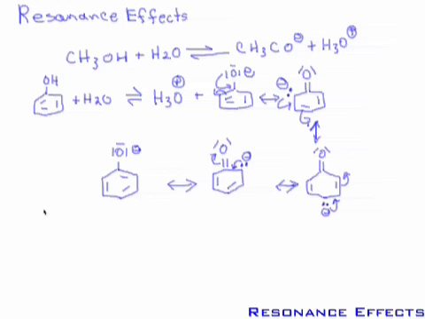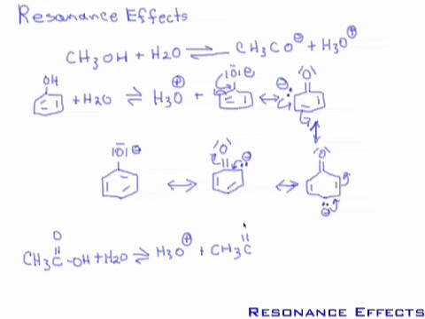Now compare these two such scenarios to what happens when you have a carboxylic acid. If a carboxylic acid reacts with water, we get H3O plus plus CH3, C double bond O, O minus. And I can draw a resonance structure with CH3 C double bond O, O minus, where I move the pi electrons out onto the other oxygen.